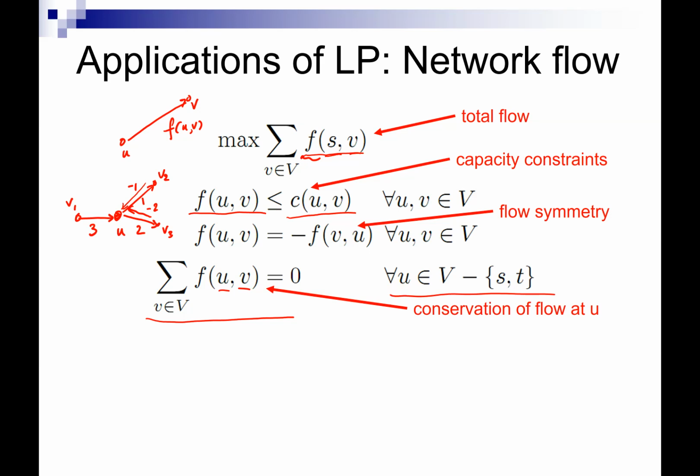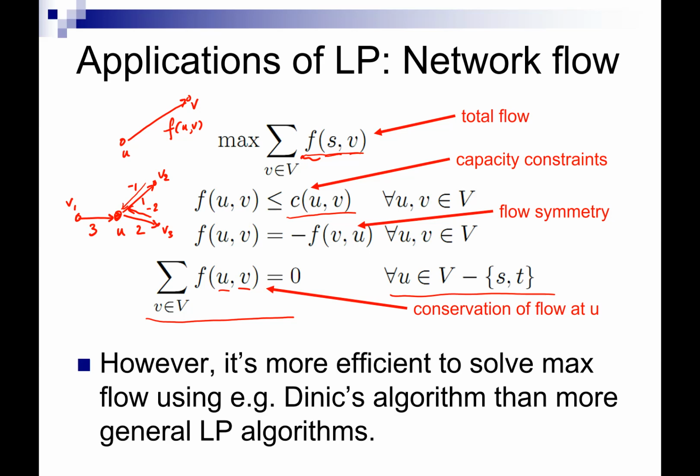So these constraints are actually all of the constraints we need for the max flow problem. And all of these things are linear constraints. And so we can actually solve this using linear programming. Therefore, linear programming can help us solve network flow.